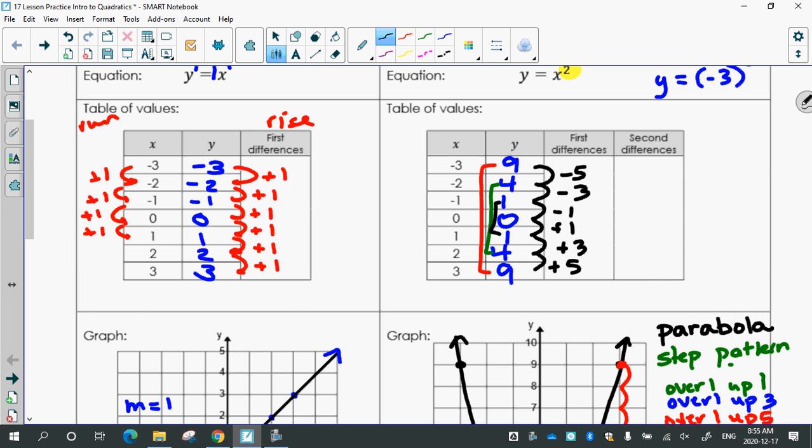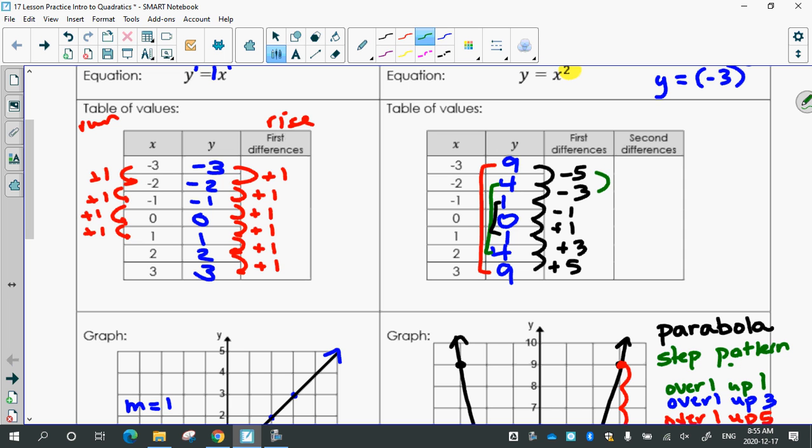So the first differences aren't constant. Does everyone agree with that? They're not the same. So if I was just given a table of values and asked is it linear or not, if the first differences are the same, it's linear. If the first differences are not the same, we know it's not linear, but we don't yet know it's quadratic. So then let's look at the second differences.